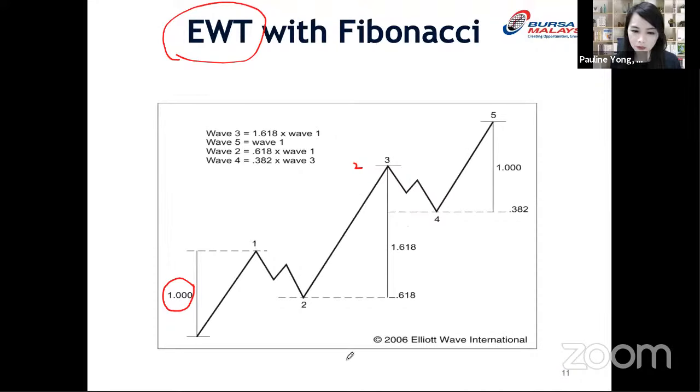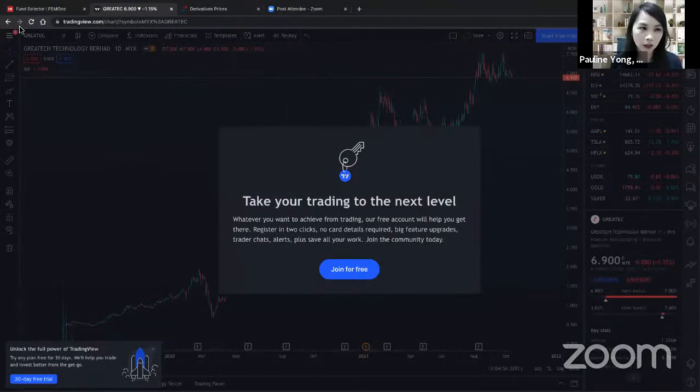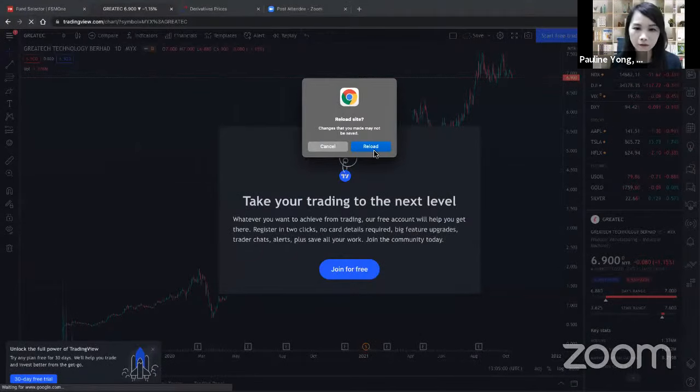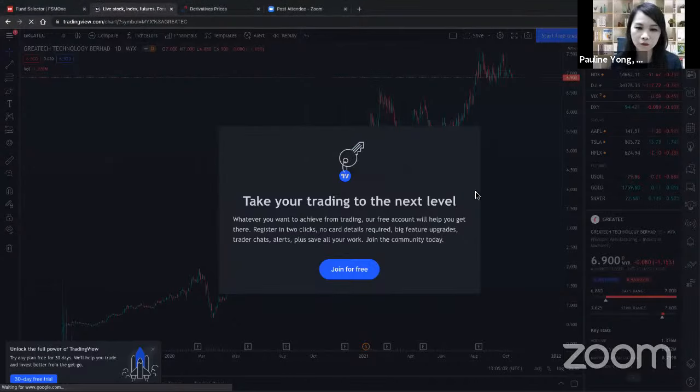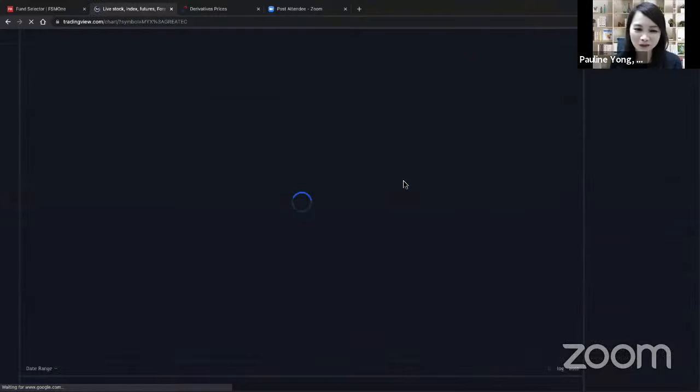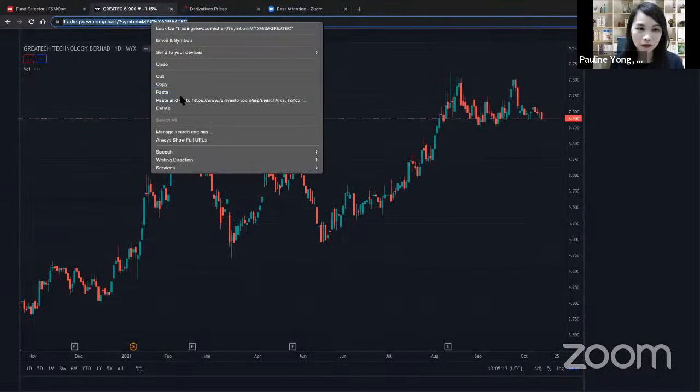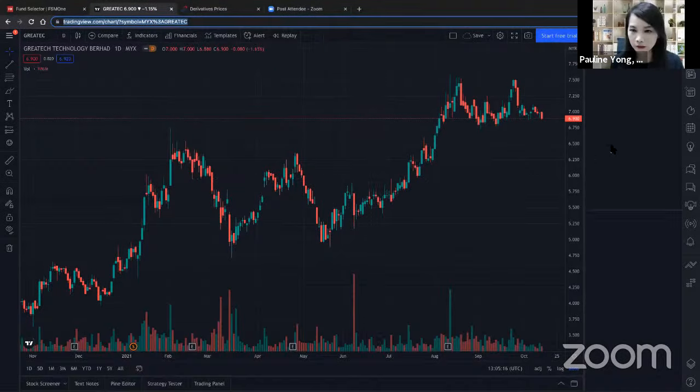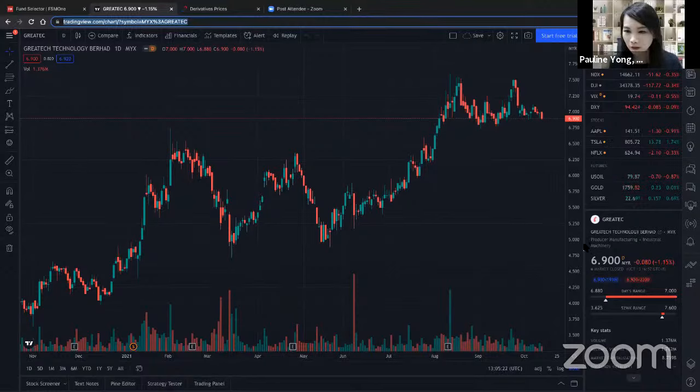Okay. Maybe I go into some of the charts first, just to make sure that you know how to count the waves, at least the first 5 waves. We don't talk about the correction first. So we count the first 5 waves first. Okay, let me load my chart. So I'm using TradingView. I give you this link. We see the waves together and see whether you can count.